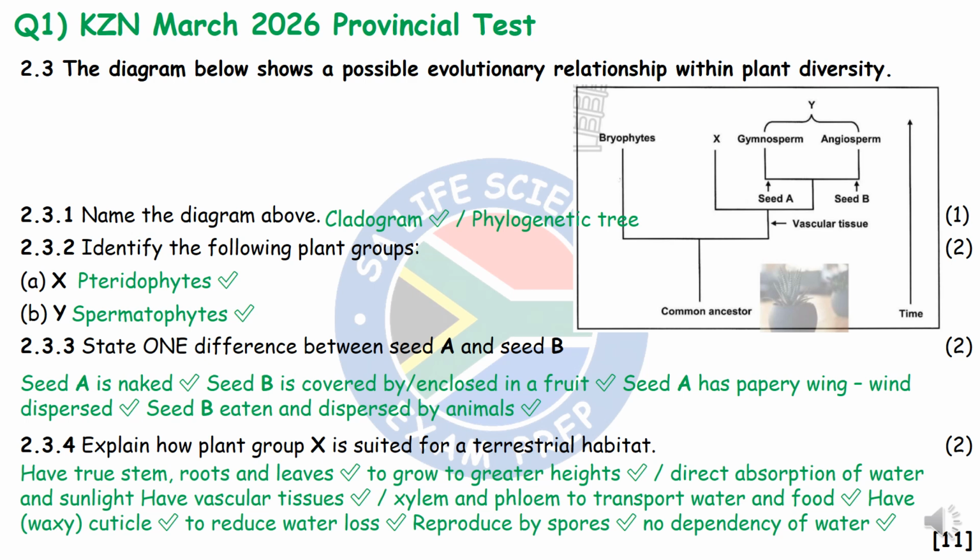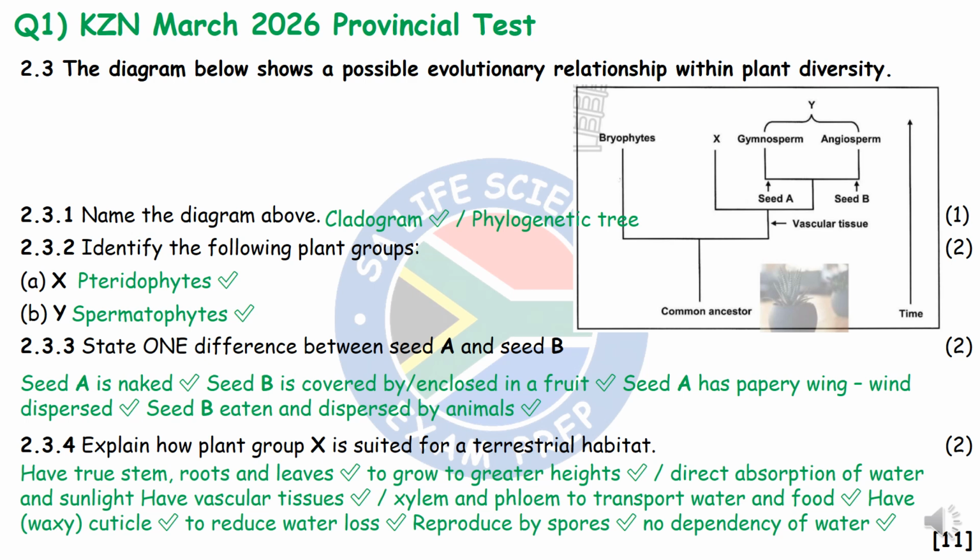Both of these are seed-bearing plants. Therefore, they will have the root word sperm in their name. So these are the spermatophytes, seed-bearing plants. Note the difference between the two types of plants. Question 2.3.3 asks you to state one difference between seed A and seed B.